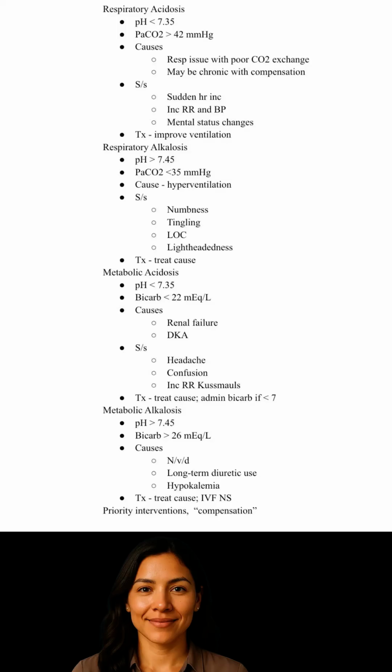First, let's understand acid-base balance. Now let's explore acid-base imbalances in a clear, systematic way. Let's begin with respiratory acidosis. pH decreases below 7.35. CO2 elevates above 42.